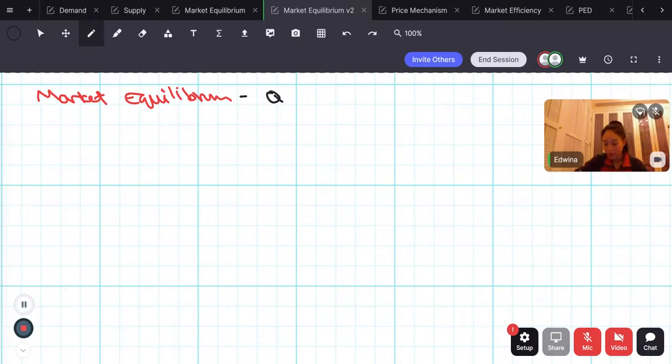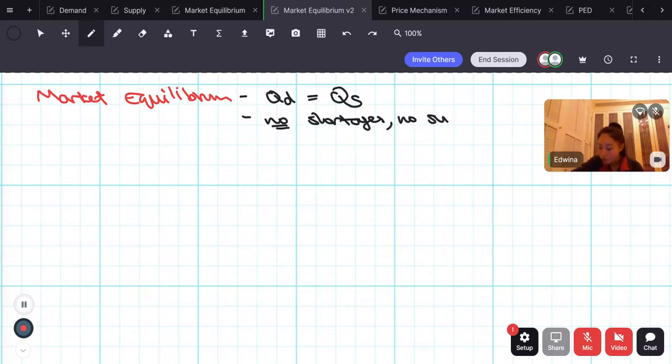Market equilibrium is when the quantity demanded for a product is equal to the quantity supplied of a product. So QD stands for quantity demanded, QS stands for quantity supplied. And so market equilibrium is when the quantity demanded is equal to the quantity supplied, meaning that there are no shortages and there are no surpluses. What, you may ask, are shortages or surpluses? Well, we'll be covering that later on in the video. But when the market is in equilibrium, there are absolutely no shortages or surpluses.